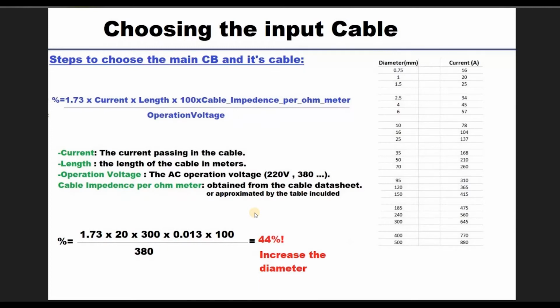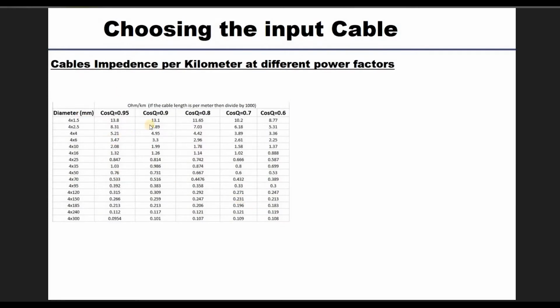So for this distance, it's impossible to use that, because the current will be too high, the cable will get too heated, and it will burn out. So we need to increase the diameter. Take a look at this table here. This is the table I'm talking about. It has the cable diameters, and here it has the impedance in ohm per kilometer. If you want it in meters, we just divide these numbers by 1,000.